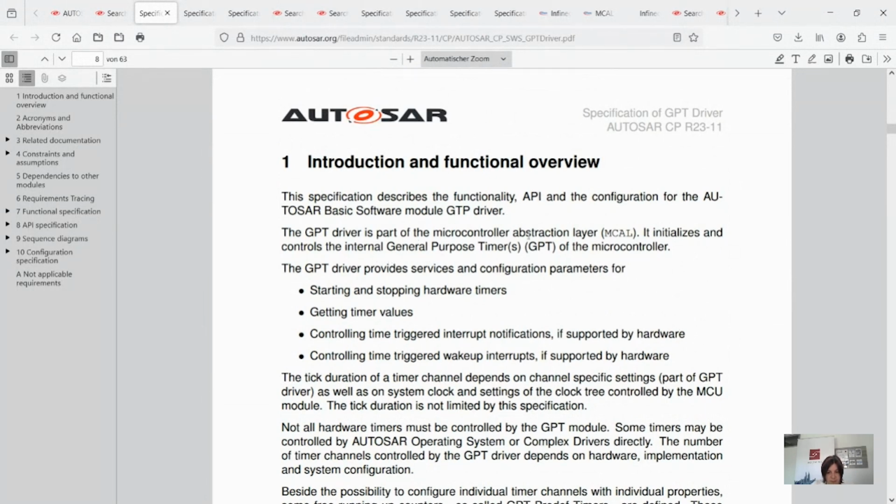The GPT driver is part of the microcontroller abstraction layer, and part of this structure of microcontroller drivers, as we are discussing today. It initializes and controls the internal general purpose timers, GPT, of a microcontroller. So it's very, very microcontroller dependent as well. The services include starting and stopping hardware timers, getting timer values, controlling time-triggered interrupt notifications, if the hardware is supporting this, and controlling time-triggered wake-up interrupts, the same if the hardware is supporting this.